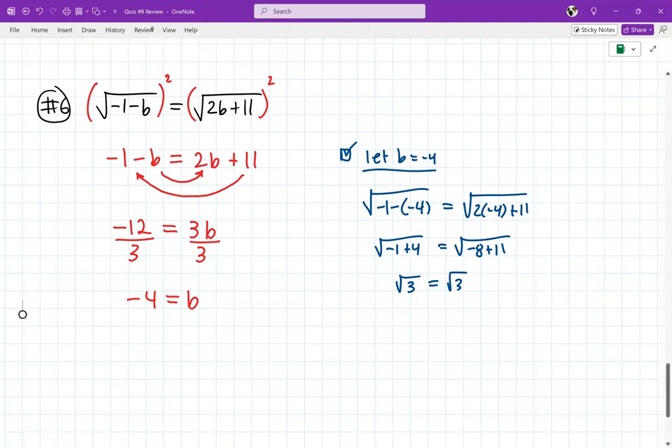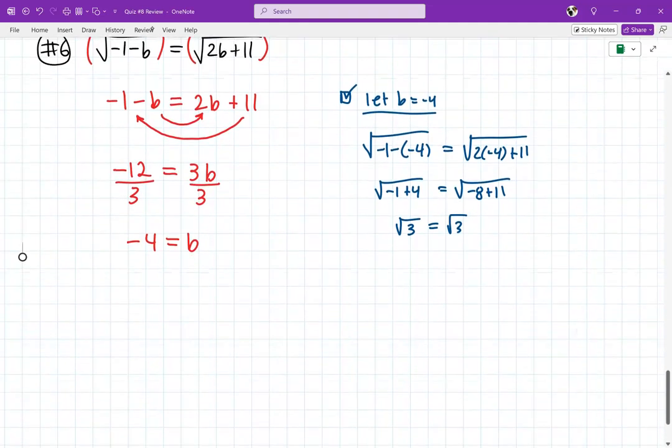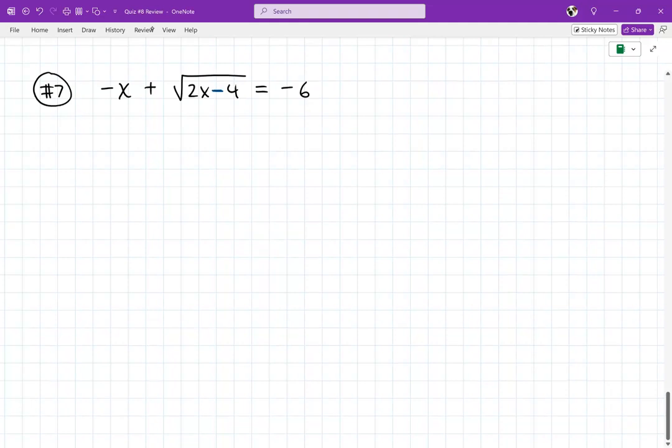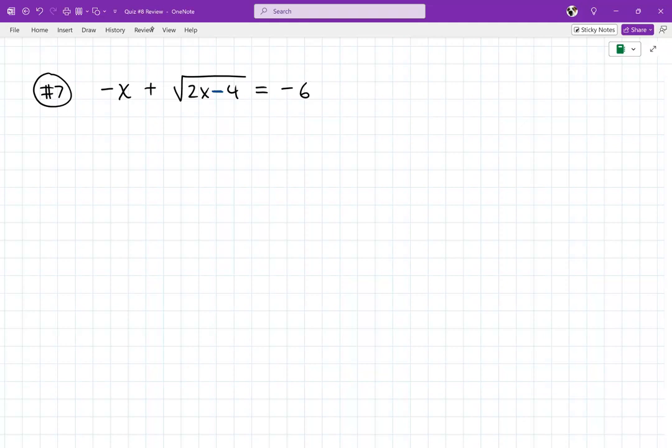Obviously, since we got one more and we haven't done anything really that difficult, I'm going to give you one that's on the harder side because they're going to give you something like this for sure, at least one on the quiz, right? They're checking to see if you can do the really tough ones. So last example, number 7, negative x plus radical 2x minus 4 equals negative 6.